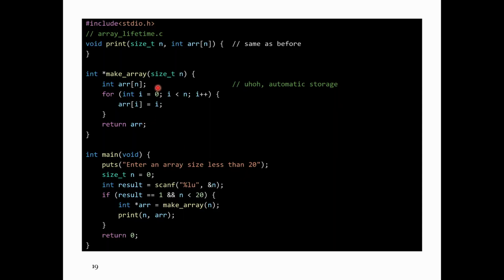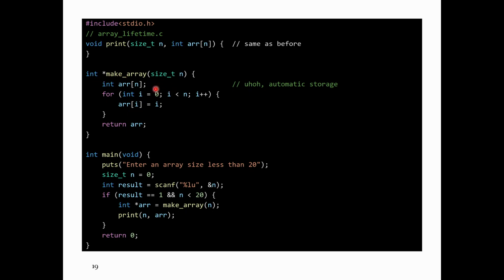So here's make array. Here's print, the exact same as before. Here's my main method, which is exactly the same as before, except instead of making a variable length array in the main method, I'm going to call make array to return an array. So here's make array, it returns an int star. In other words, it returns a pointer to an int. So that's what that means in front. There's no way to return an array type from a function, so you can't put an array type in the front here as the return type. You can return a pointer, though. So you can return a pointer to the first element of the array.